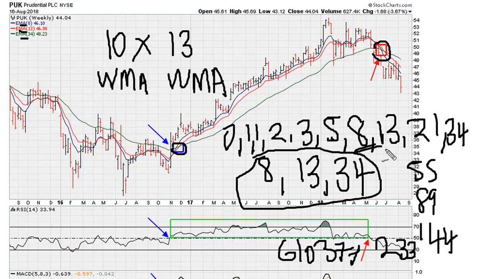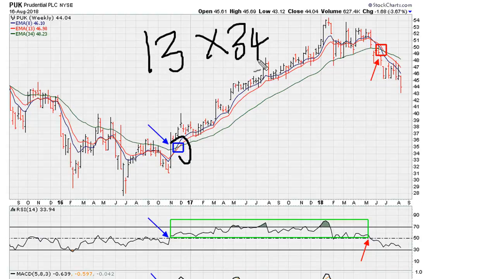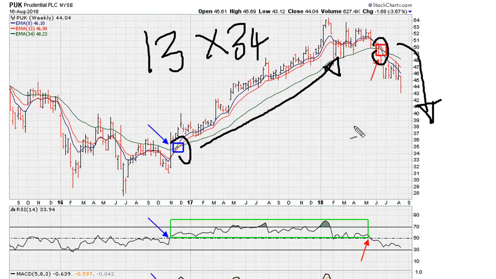So the 8, the 13, and the 34. All right. So, of course, we can see here a good example of what happens when you have a bullish crossover between the 13-week moving average moving above the 34-week moving average. You get this potential for movement to the upside. Over the last couple of weeks, we've seen the opposite, a bearish crossover between the 13 and the 34-week moving average, which predicted what we are seeing here, a continuation of the recent slide.